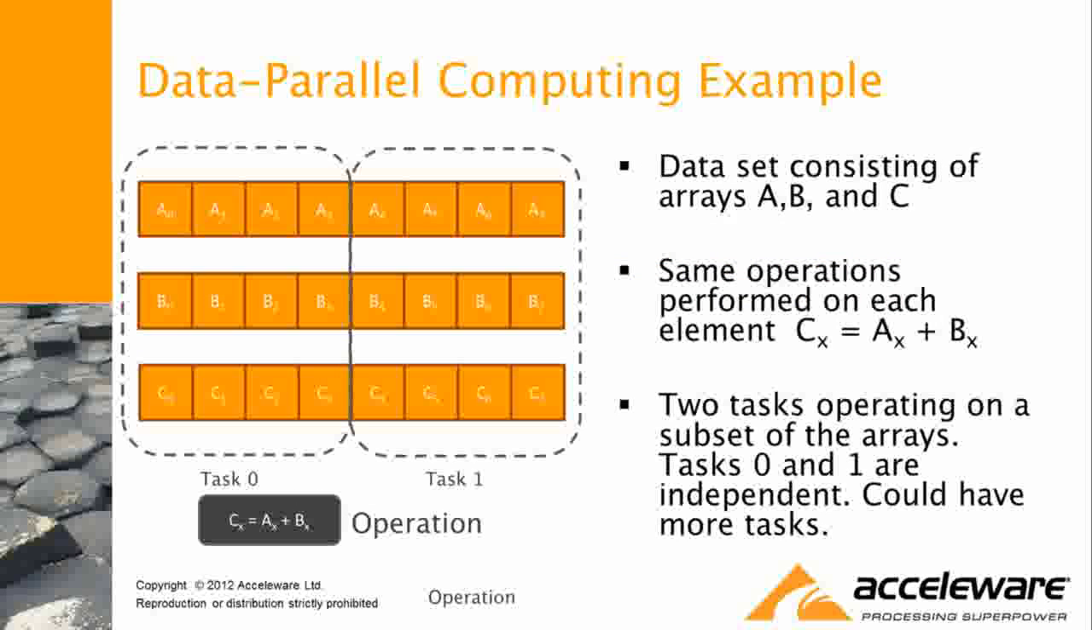So we've made an array to start with: A, B, and C. We're going to put element A0 plus B0 and store it into C0 here. I've arbitrarily divided this into two tasks. Task 0 is responsible for the first 4, and task 1 is responsible for the last 4. The same operation is applied here.